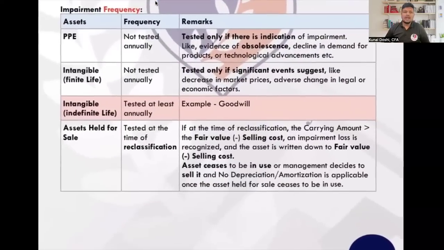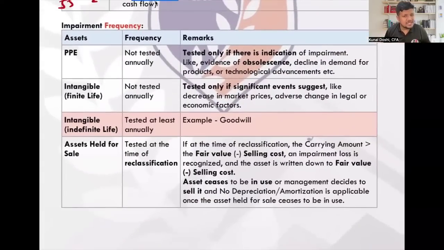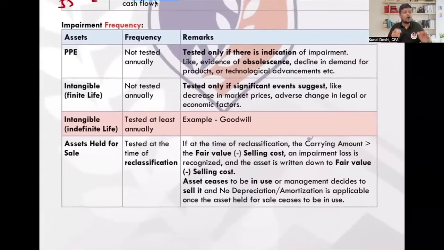Right? I've put your additional information. This information, if you want, you can learn it. If you want, you can write it down. If not, it's okay. What is important, I have put here. See, of all the information here, I've put what is the frequency of impairment. One thing that you need to know is the intangible asset.